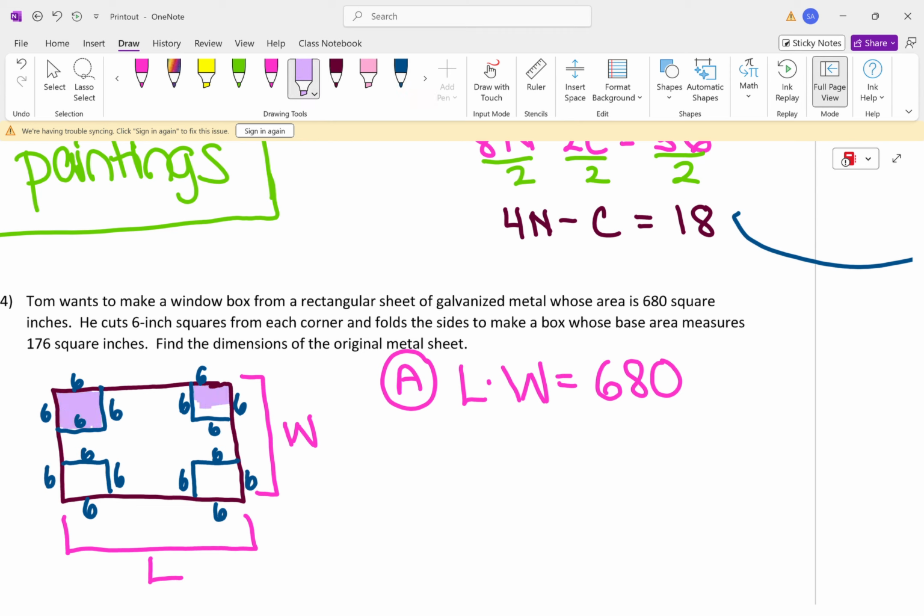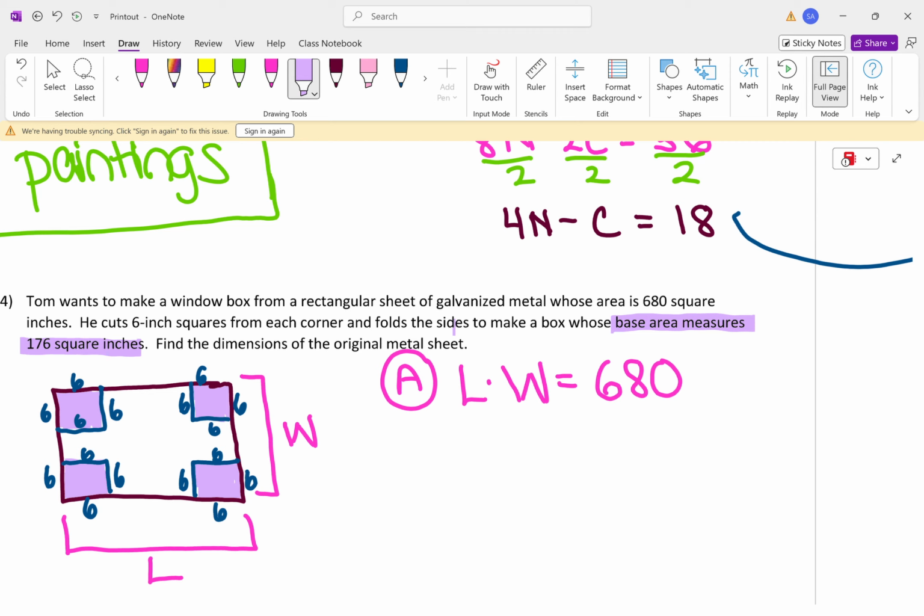Okay, so now what's happening is we're cutting out 4 of these squares. And now he's going to fold this up and make this into a box, but we don't really care that he's folding this up and making it into the box because he's not saying the area of the new box. What is he saying? He's saying to make a box whose base area now measures 176 inches. So he's not saying the area of this new box, right? They're saying just the base.